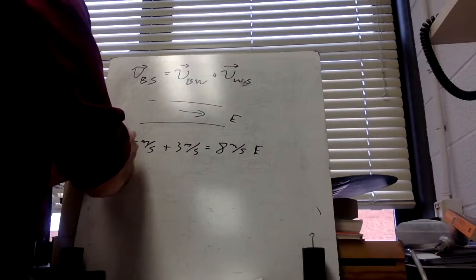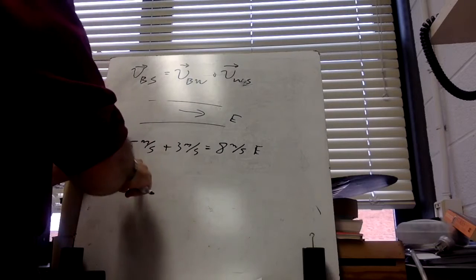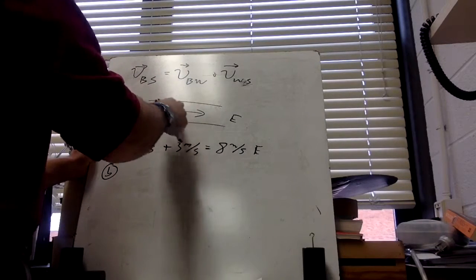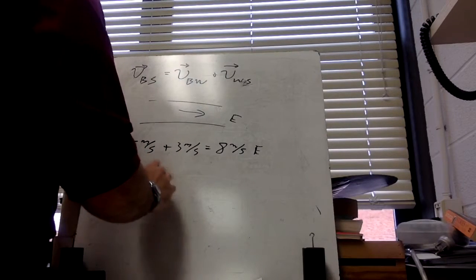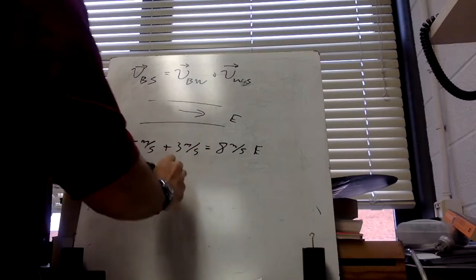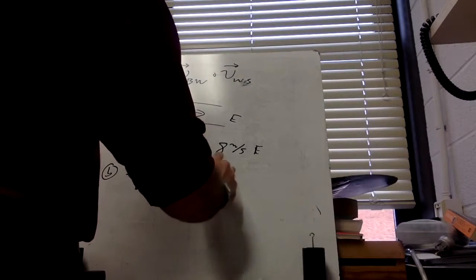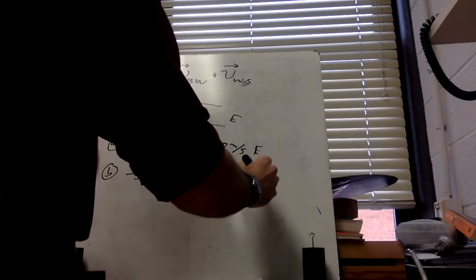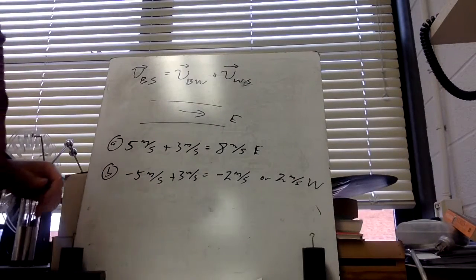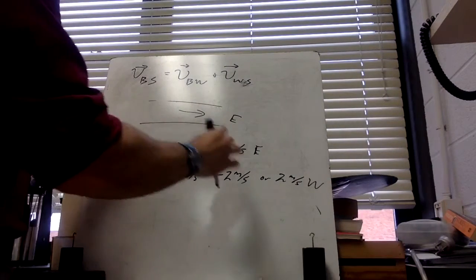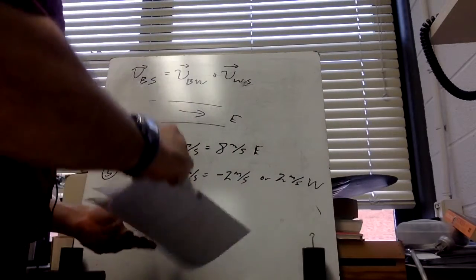And then for part B, again, I'm using the same equation, but now I'm saying if the boat is traveling upstream, that means it's going this way. So the 5 meters per second relative to the water, that's negative 5 meters per second, because the velocity of the boat is going to be in the negative direction. And then plus, the water is still flowing east, right, plus 3 meters per second. It's going to give me negative 2 meters per second. Or I can say 2 meters per second west, however I want to put that. So here's just a basic example, illustrating this equation and how it works.